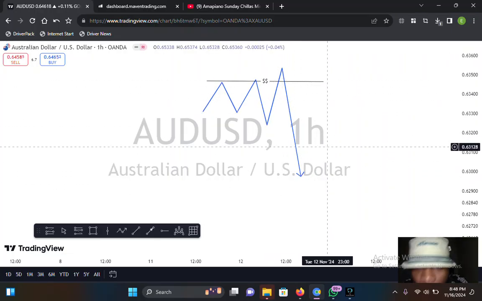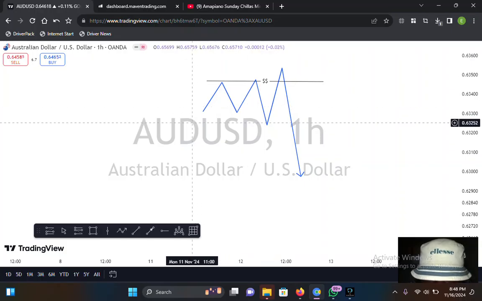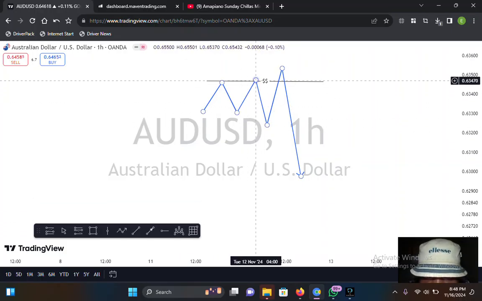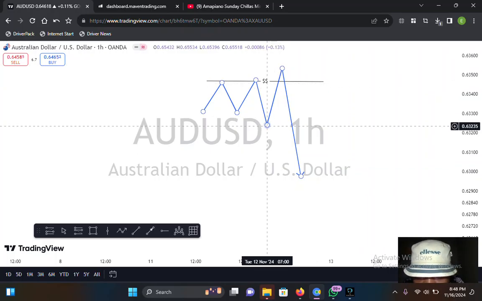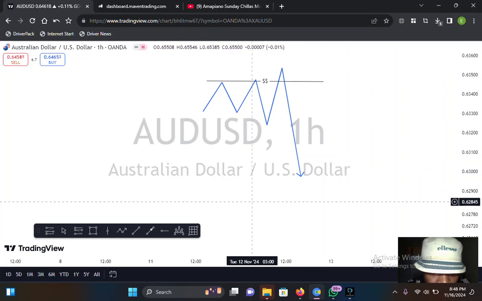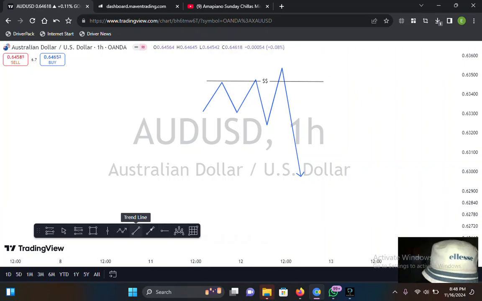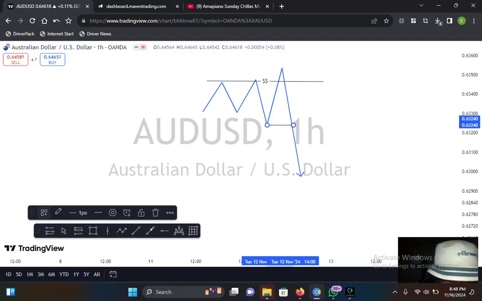so the structure is going down. As you can see here, price was consolidating, and that consolidating created a high, a low, and a higher high that swept the liquidity. So we can observe this low here that was created was broken by the price when it was going down. So this is our break of structure.